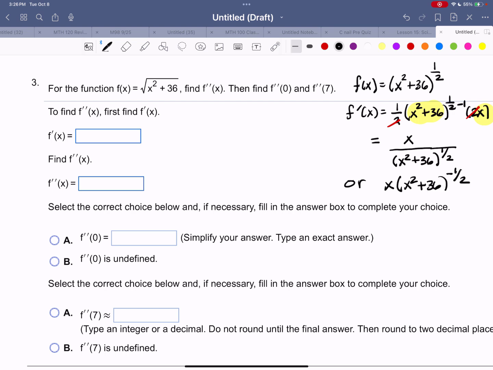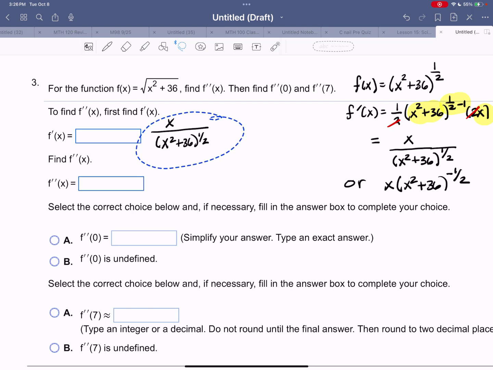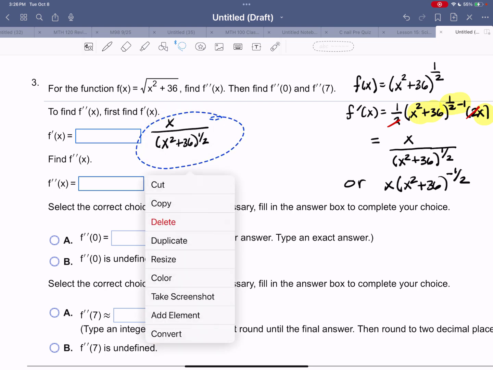Now, remember where I got that. Half minus 1 is negative 1/2. So we can either be in the denominator with a positive or in the numerator with a negative. So you could either use the quotient rule or you can use the product rule, right, when we're doing our second derivative. So our first derivative is, and my math lab should take either one of these, x over x squared plus 36 to the 1/2. Now I'm going to do the second derivative. So I'm going to create some space on the next page.